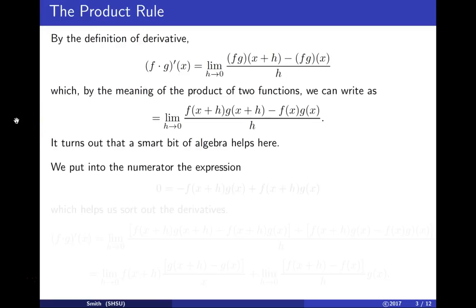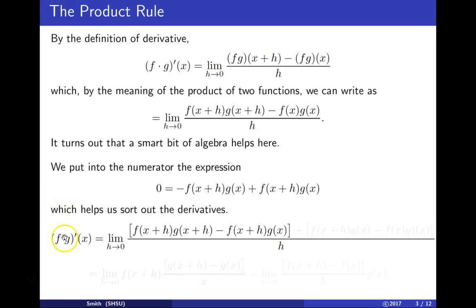A little bit of smart algebra helps here. We're going to put into this expression a 0 written this way. We're going to write 0 as minus f of x plus h times g of x plus f of x plus h times g of x. Turns out that this works real well because it allows us to break up my numerator into two nice pieces.